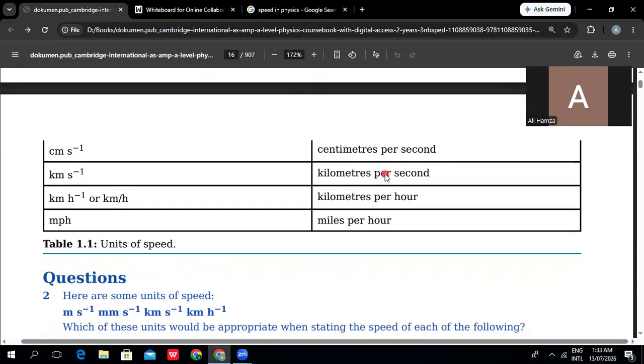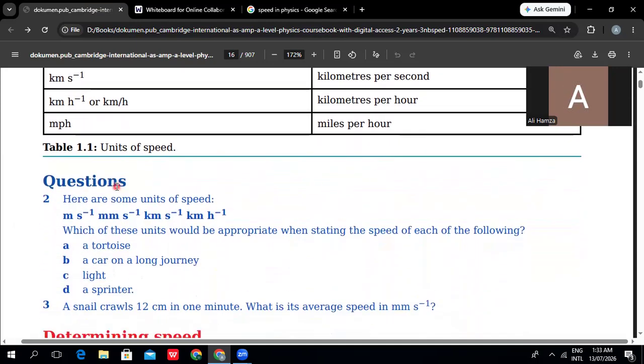These are some of the units of the speed. So you can see here some of the units of the speeds are given: meter per second, millimeter per second. We have to identify which is most appropriate to these certain cases that are given here. First of all, you can see that a tortoise basically covers a smaller distance. That's why I should use here millimeter per second. And a car does not cover some kilometer in 1 second. The car basically covers kilometer per hour.